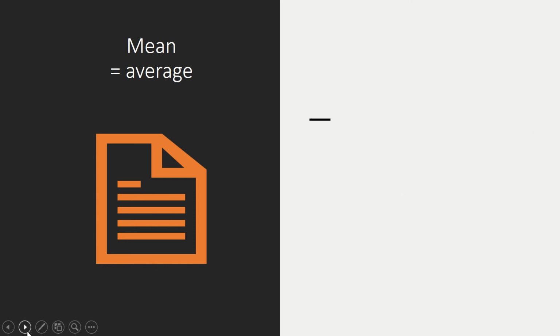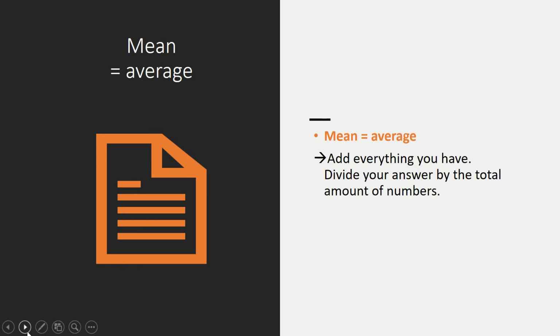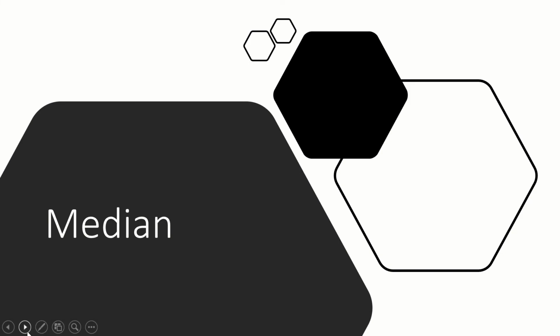Alright, so a little bit of a conclusion of the mean: the mean is the average, and you need to add everything you have, divide your answer by the total amount of numbers, and that's your mean.